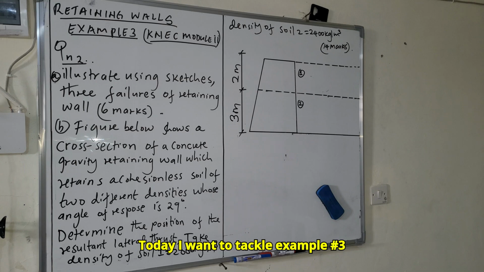Today I want to tackle example number 3, and the question is from the Kenya National Examination Council, module 2. So this is the question from retaining walls. The question is number 2, and it has part A and part B. Part A reads, illustrate using sketches 3 failures of a retaining wall. That is 6 marks.